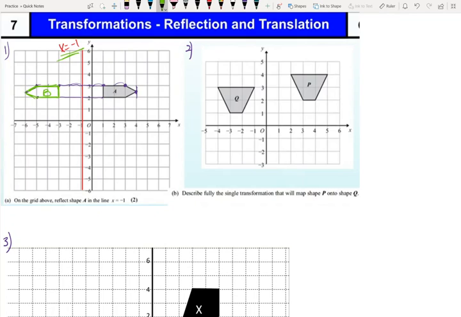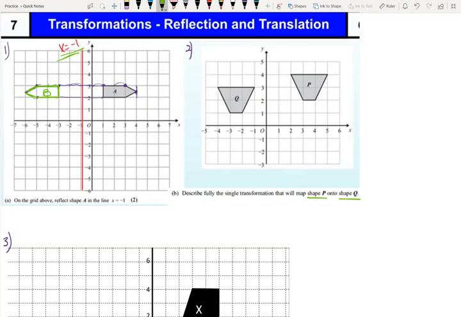So notice that the reflection stays on the same level, and that the measurements of the length of A and the angles are the same as of B. So reflection preserves congruency. In number 2, describe fully the single transformation that will map shape P onto shape Q.